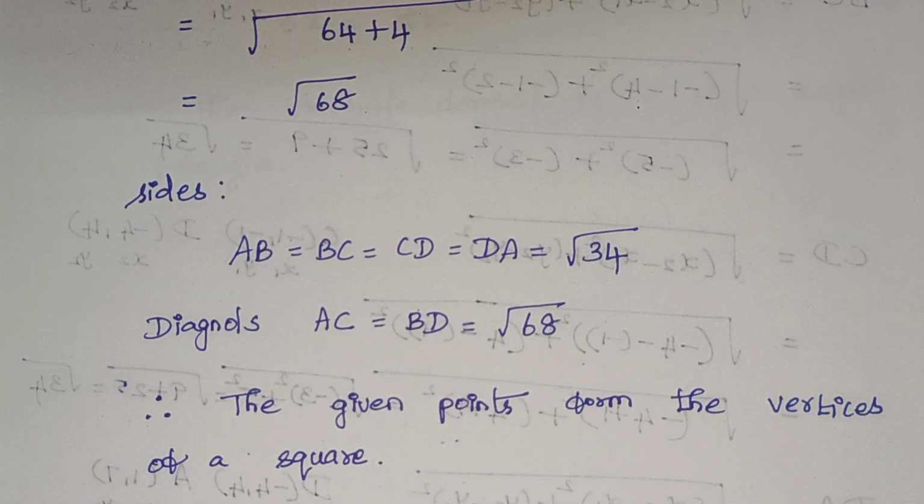If all the four sides are equal but the diagonals are not equal, then make sure that it is not a square. For a square, it is mandatory that the diagonals should be equal.